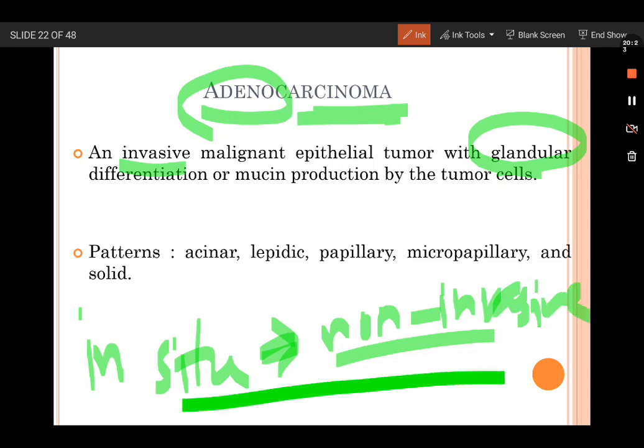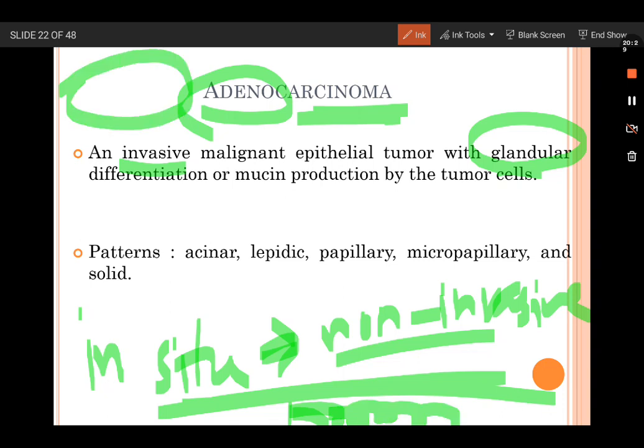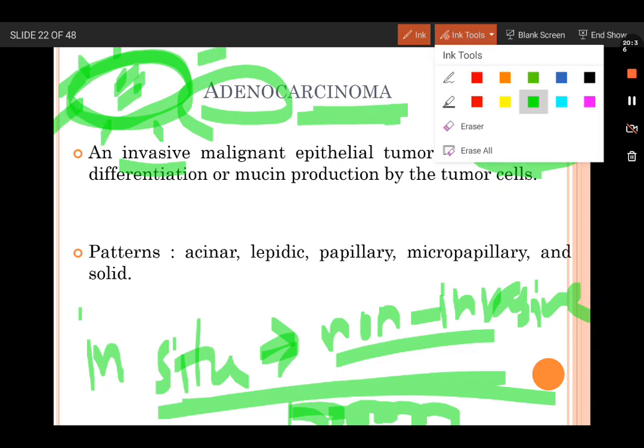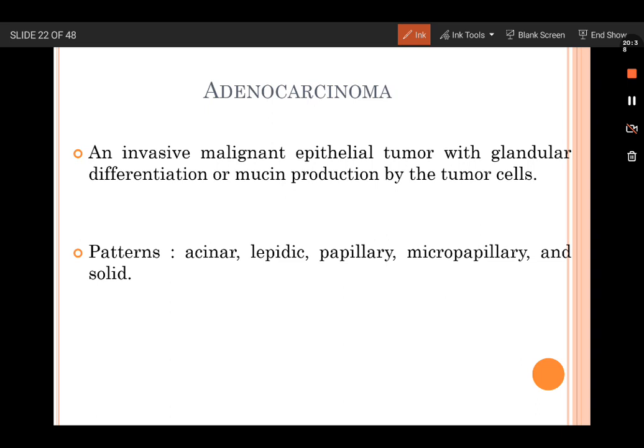That is the basement membrane of your tissue. The cancer cells are seen below it. So if this is your tissue and this is your basement membrane, the cancer cells are below it. They are not going outside the basement membrane. That is intact, so it's called non-invasive. So it's an invasive carcinoma with glandular differentiation or mucin production.